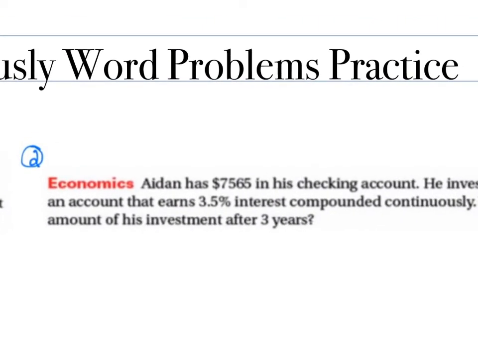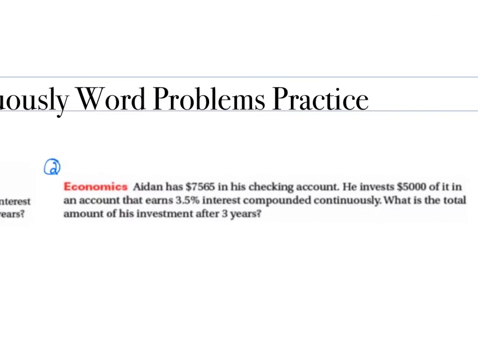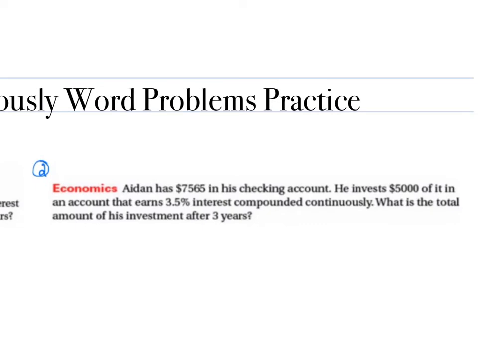For 2, it tells us Aiden has $7,565 in his checking account. He invests $5,000 of it in an account that earns 3.5% interest compounded continuously. What is the total amount of his investment after 3 years? So again, use that A is equal to P times e to the power of r times t. Your principal in this case is the amount that he's depositing, so that's the $5,000.